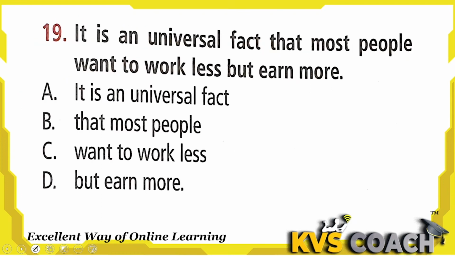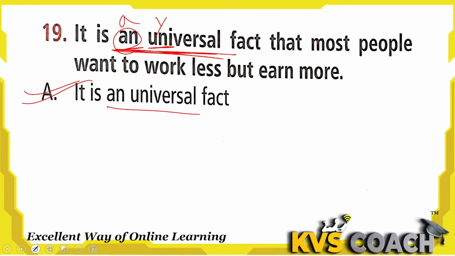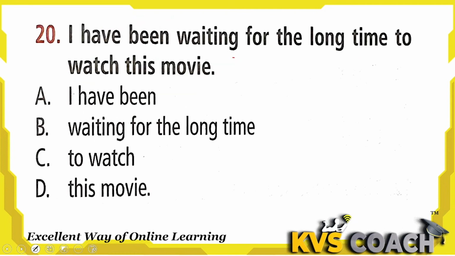Next is, "an universal fact." We don't use "an" with "universal," because here the word starts with a "y" sound, which is a consonant sound, so we use "a" and not "an." So this part, "an universal fact," is wrong here. A is the right answer.